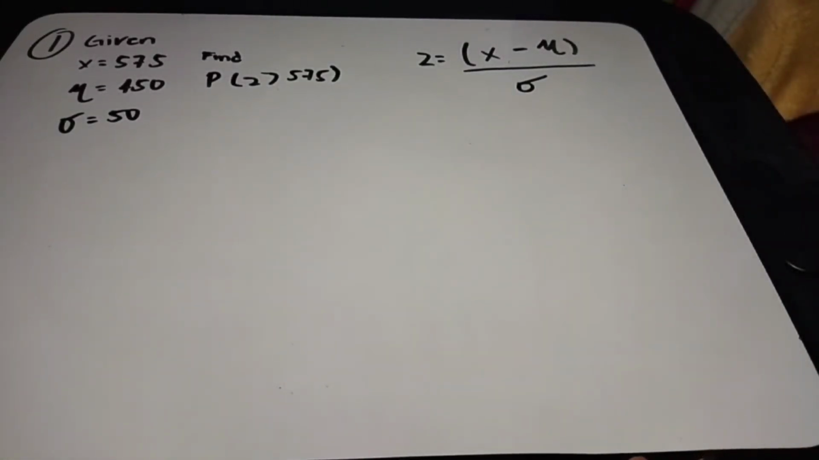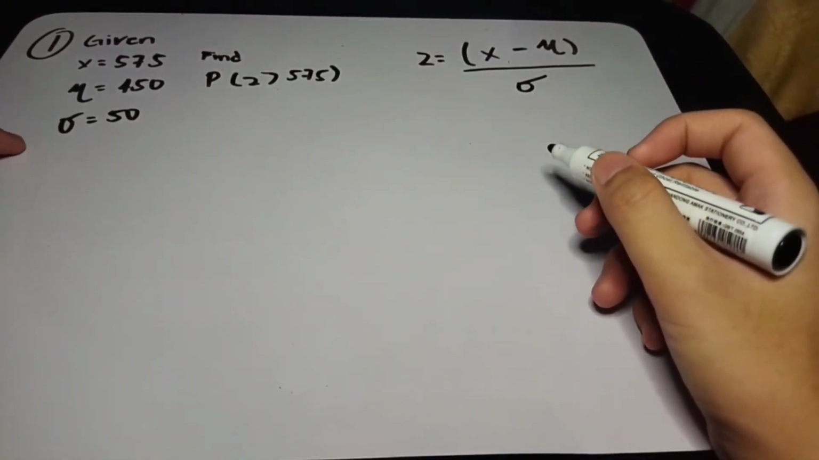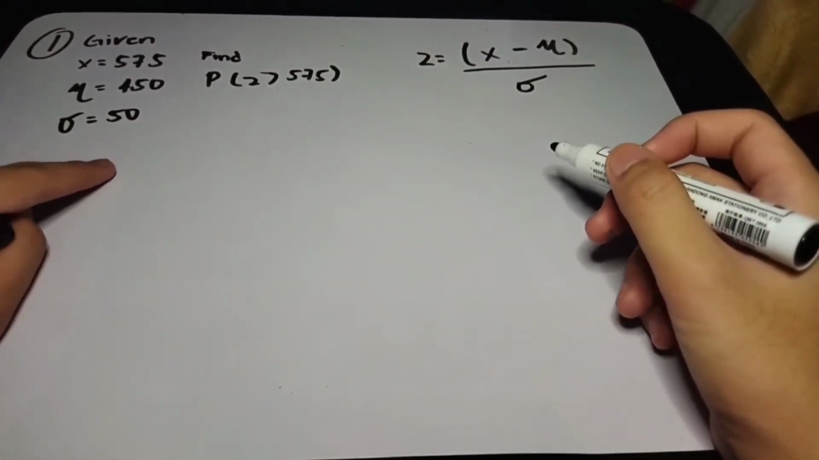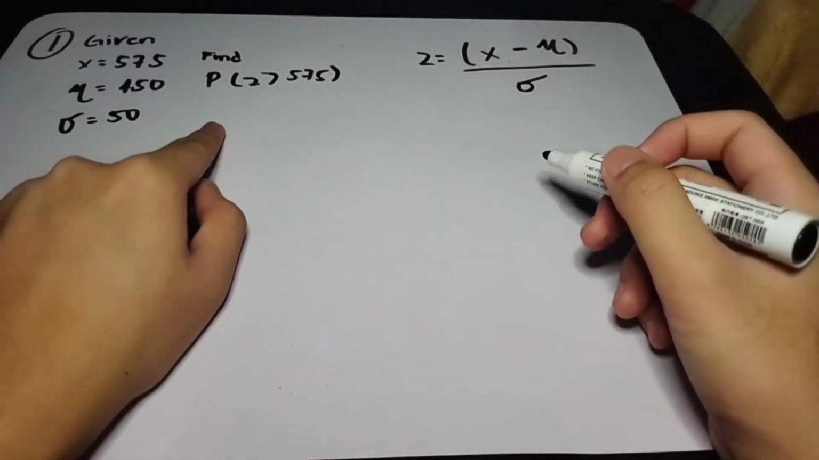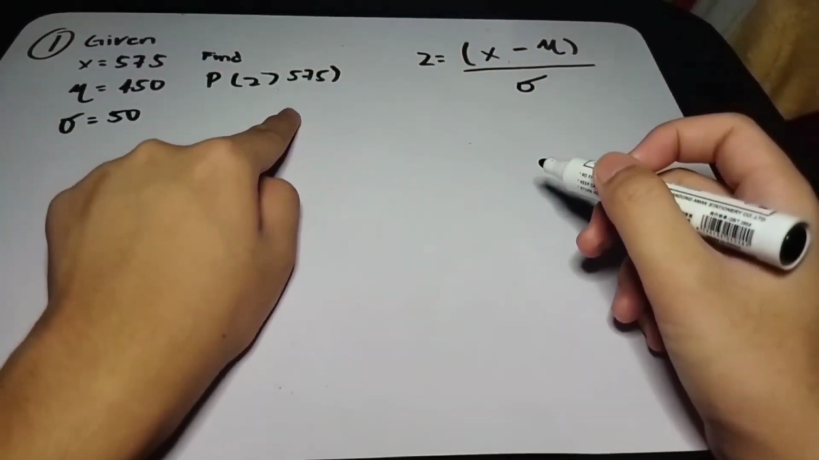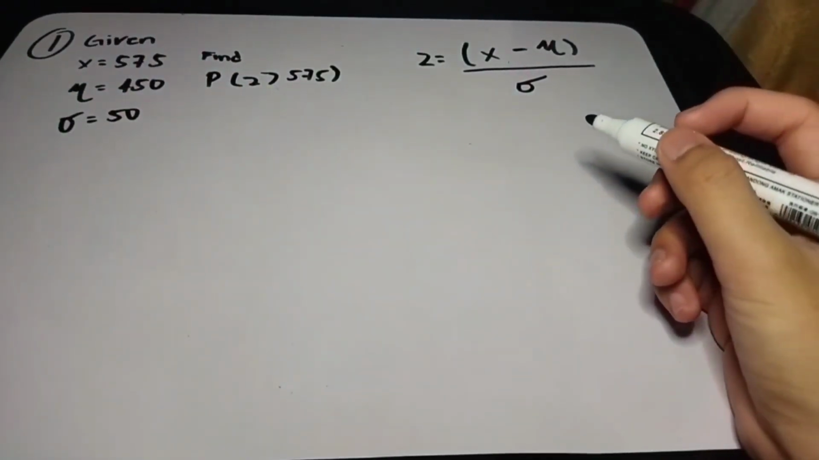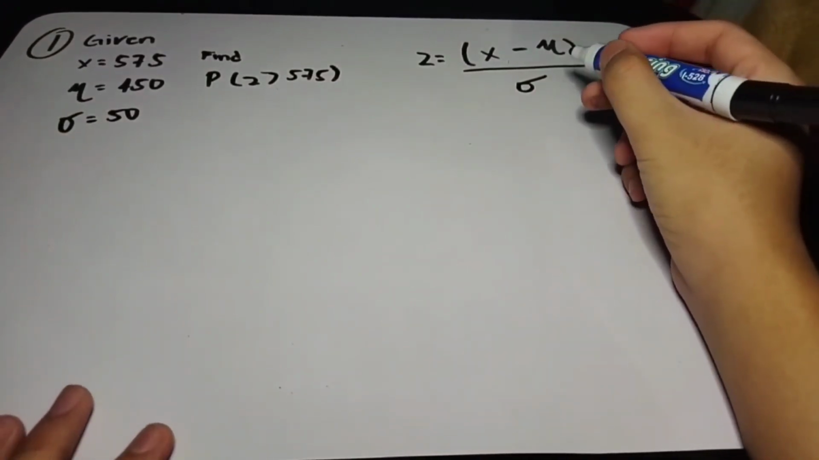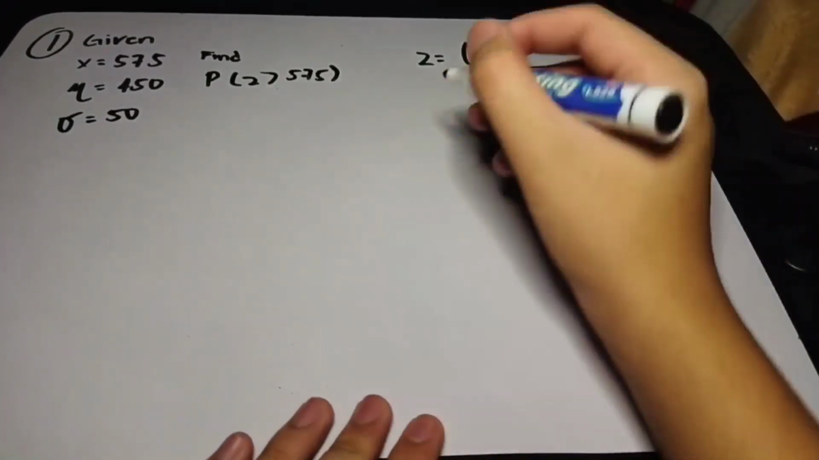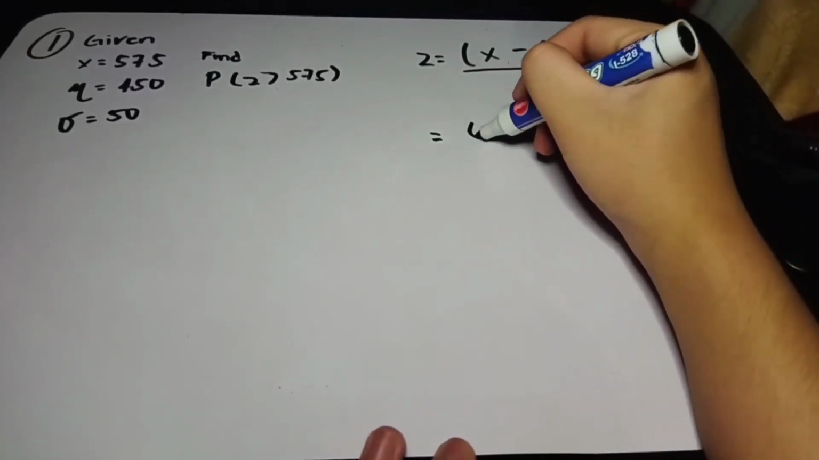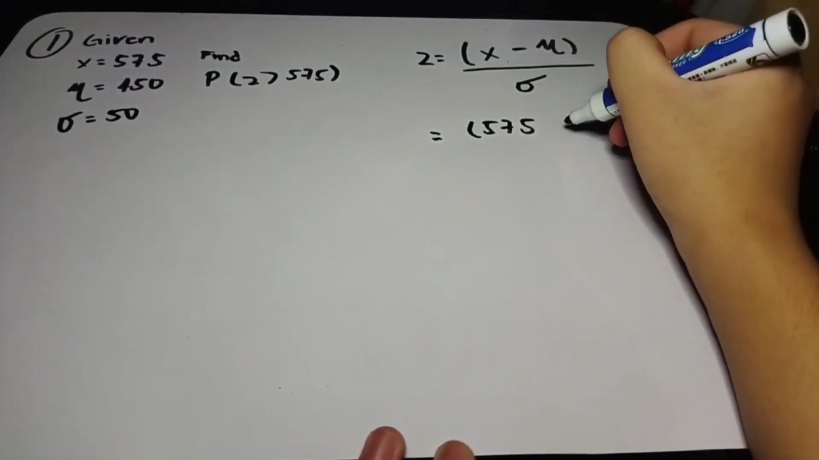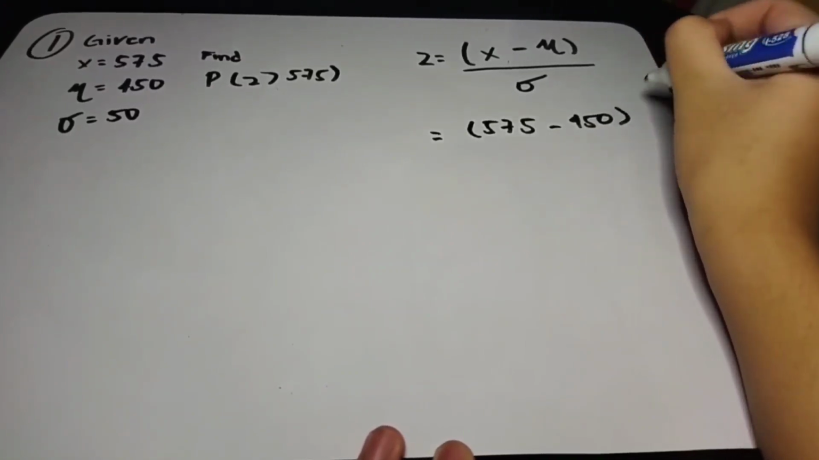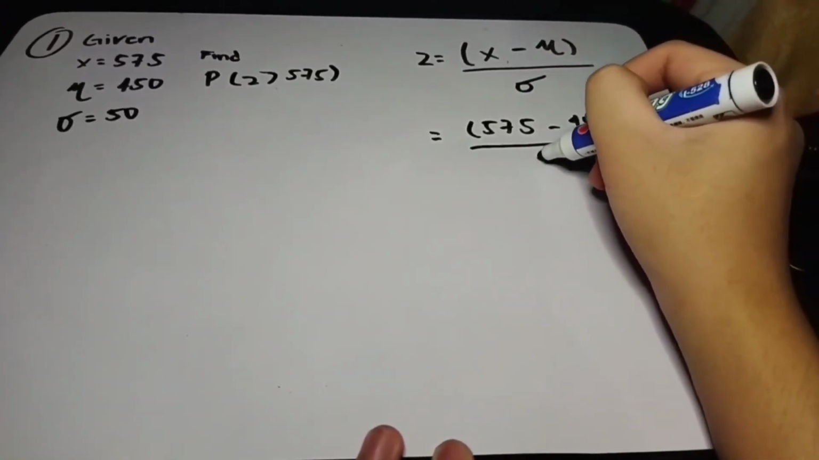So we let x become our random variable, that is 575, while the mean is 450, while our standard deviation is equal to 50. So the problem asked us to find the probability of z that is greater than 575. So we need to use the formula that is provided in our discussion, that is x minus mean over the standard deviation. Substitute lang natin yung values that will become 575 minus 450 over 50.